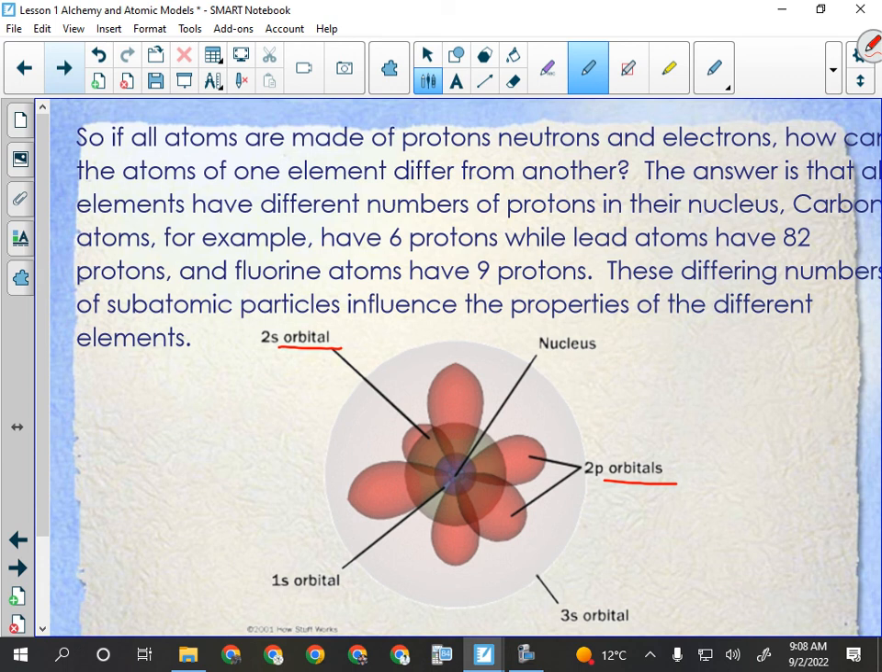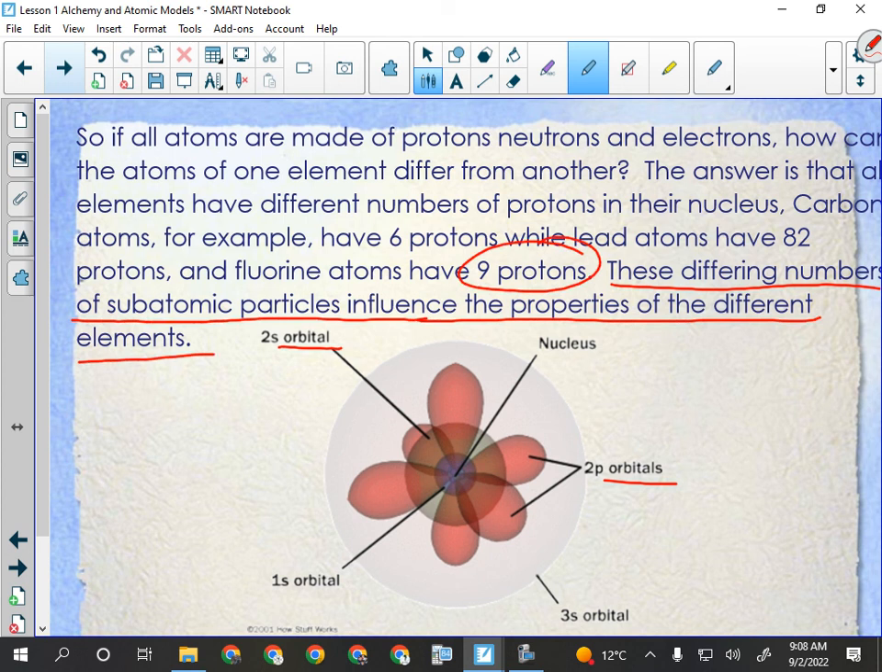So all atoms are made of protons, neutrons, and electrons. How can the atoms of one element differ from another, as Dalton said in his atomic theory? The answer is that all elements have different numbers of protons in their nucleus. So it is the different numbers of subatomic particles, protons in particular, that influence the properties of the different elements. Make sure you got that. There's usually multiple choice stuff around that.